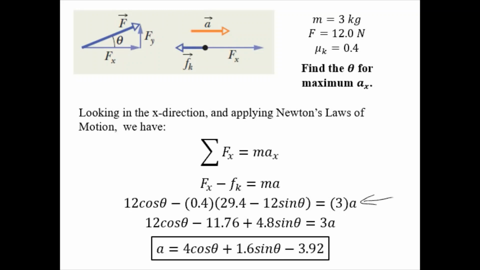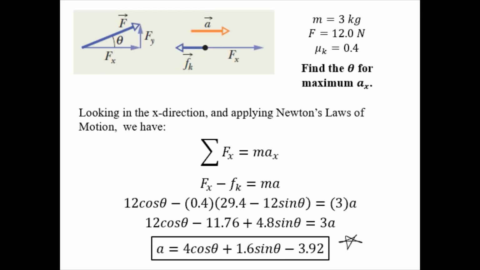And of course, if we simplify it by factoring through, we can multiply 0.4 times 29.4, and then 0.4 times minus 12 sine theta. And remember, we have a minus sign there. So that's going to make this term negative, and this term will turn positive because we have a minus times a minus. So doing all our math, if you're careful with it, you end up with 12 cosine theta minus 11.76 plus 4.8 sine theta equals 3a. And if we solve this for a, which is what we'd like to do here, we get a equals 4 times cosine theta plus 1.6 times sine theta minus 3.92.